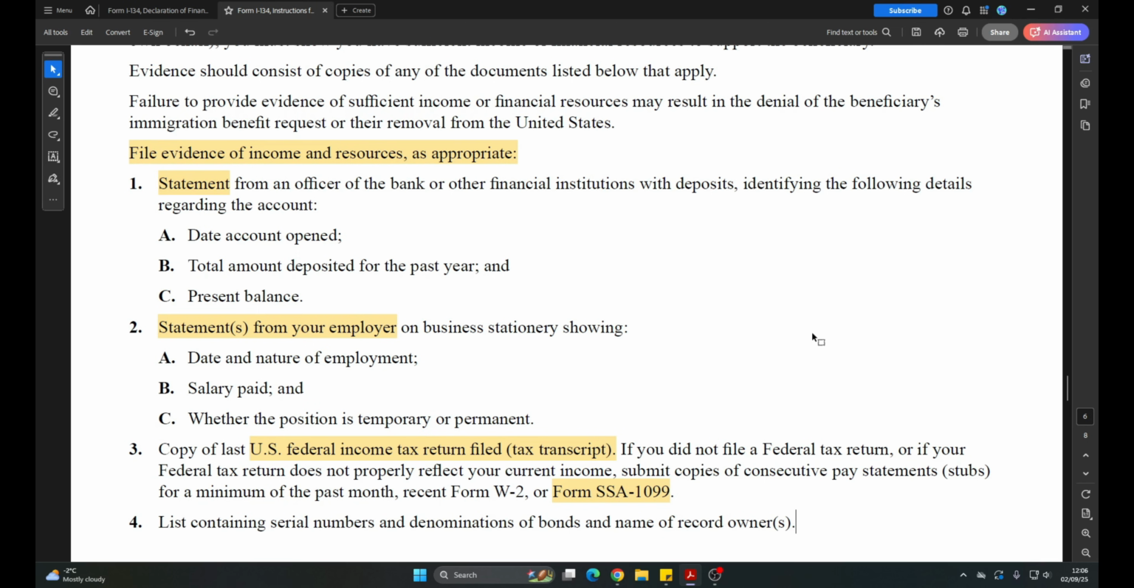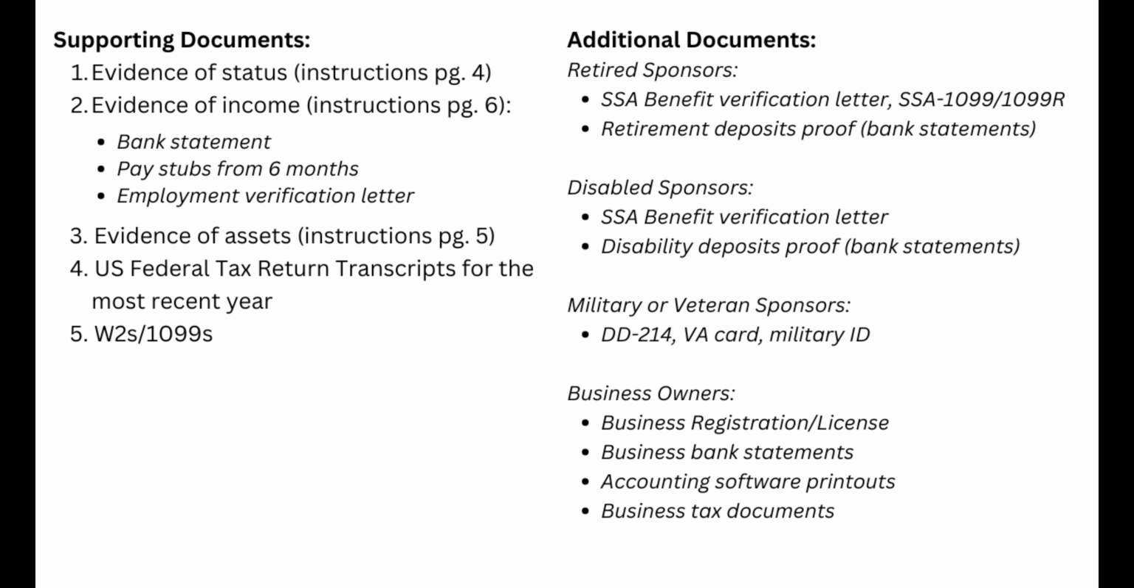And if it's not in English, you are going to have to translate this information into English, and when appropriate, also provide equivalents in US dollars of the values of maybe the resources that you have or the kind of income that you have. So as you'll see on the screen, here's a summary of supporting documents that you may need to provide for your case.